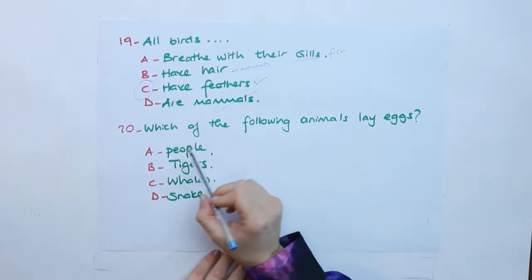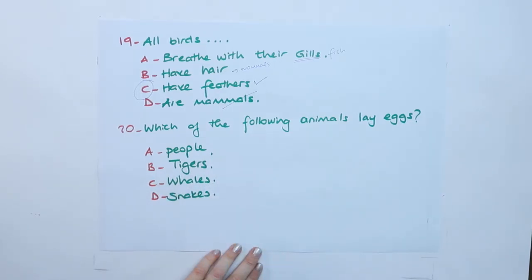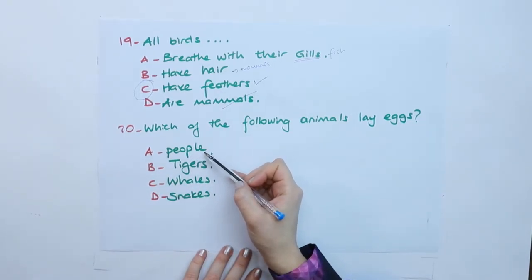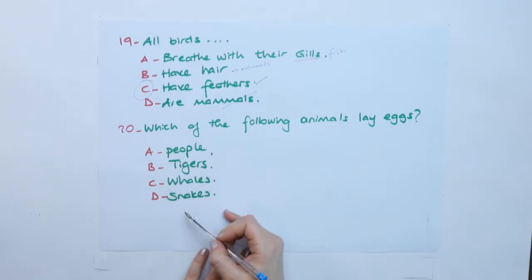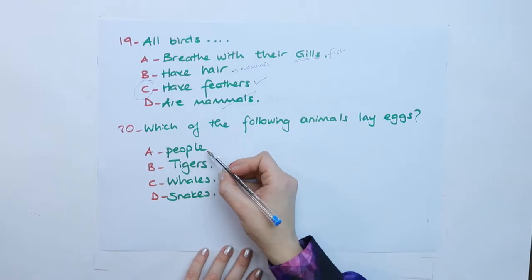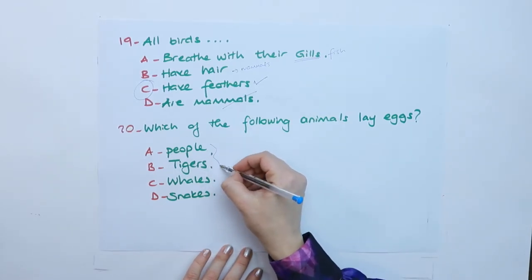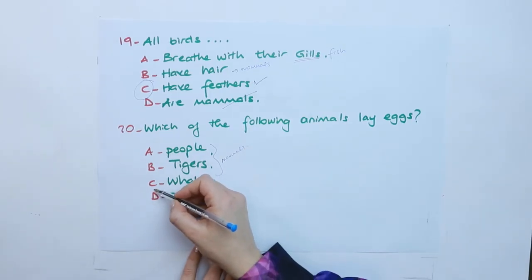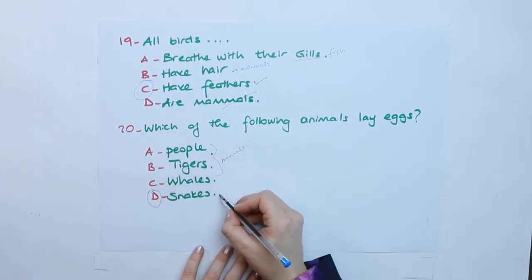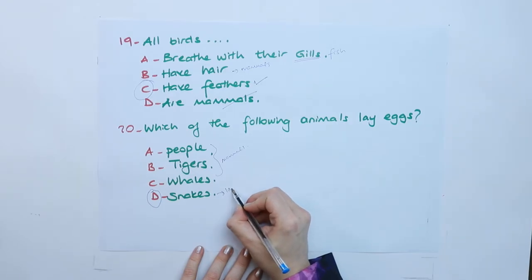Last question. Which of the following animals lay eggs? A. People. B. Tigers. C. Whales. D. Snakes. People, tigers and whales, they're all mammals, so they give birth. But snakes are reptiles, so they lay eggs.